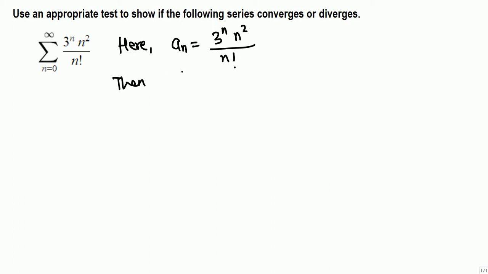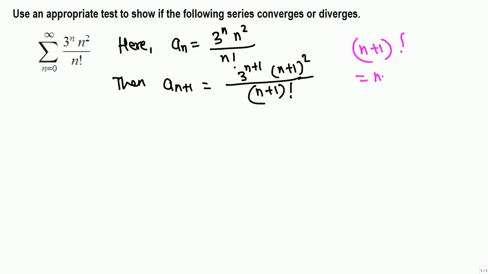We need the next term, n plus 1, which is replacing n by n plus 1. So this will be 3 raised to n plus 1 times n squared now becomes (n plus 1) squared over n factorial becomes (n plus 1) factorial. So let me tell you about (n plus 1) factorial.